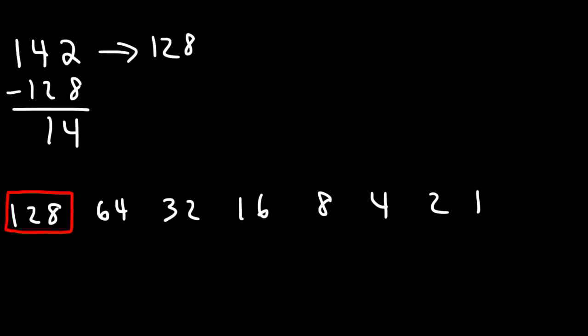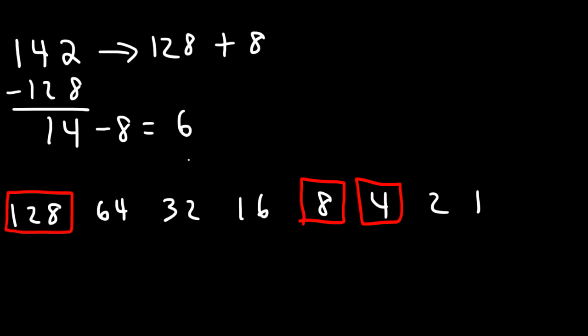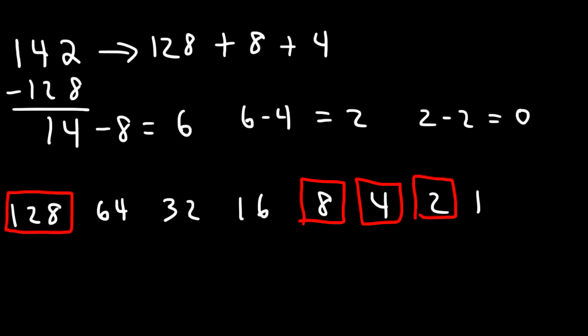And so the next highest number just under 14 is 8. And so 14 minus 8 will give us 6. But let's put the 8 here. Now the next highest number that's under 6 is 4. So if we subtract 6 by 4, that will give us 2. So let's put the 4 here. And then 2 minus 2 will give us 0. So we could stop at the 2. And so you could check it. If you type in 128 plus 8 plus 4 plus 2, that will give you 142.